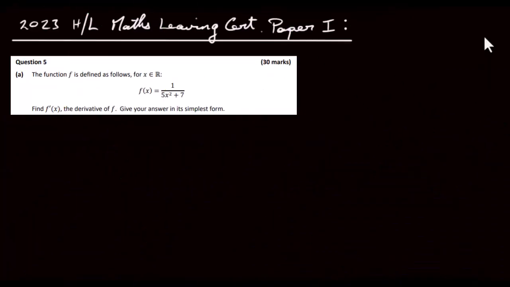Okay, so in this video I'm going to have a look at the 2023 Higher Level Maths Leaving Cert Paper 1, question 5. So let's see, in part A here we have a function, f of x is 1 over 5x squared plus 7. Find f prime x, the derivative of f of x, and give your answer in its simplest form.